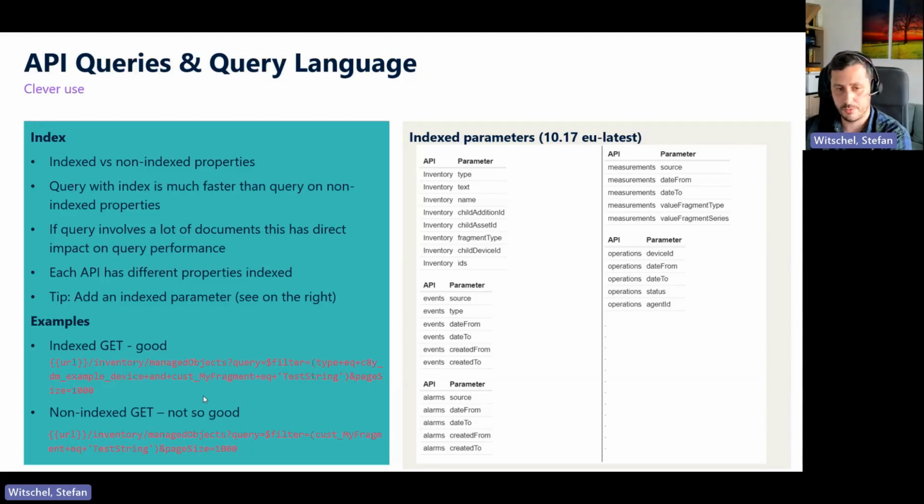I can improve my query if I add a parameter where I have an index on. Here I just added the query parameter type and added P8Y DMX example device, which I know is a device, and have the custom myFragment also including test string. But now the query will go to the index, filter on an index based on the devices, and later filter the filtered list with the test string, which is much more efficient in large data sets. So if you want to improve your queries, add a parameter which has been indexed.